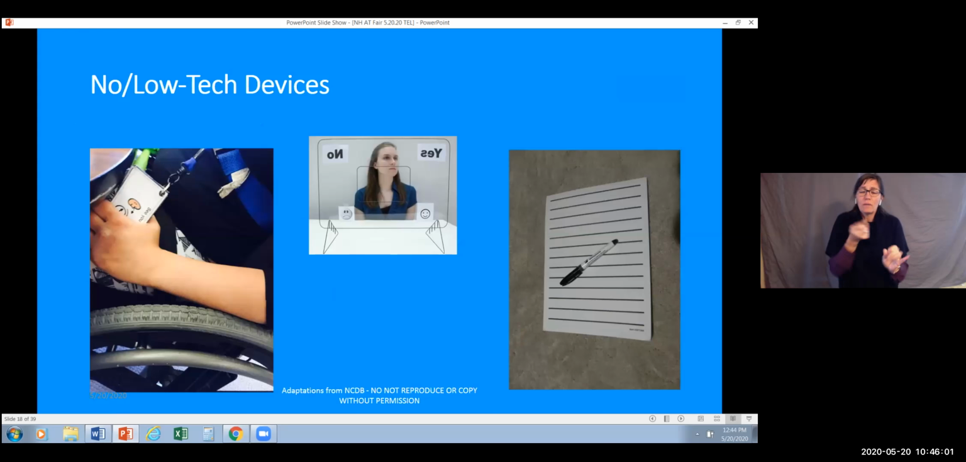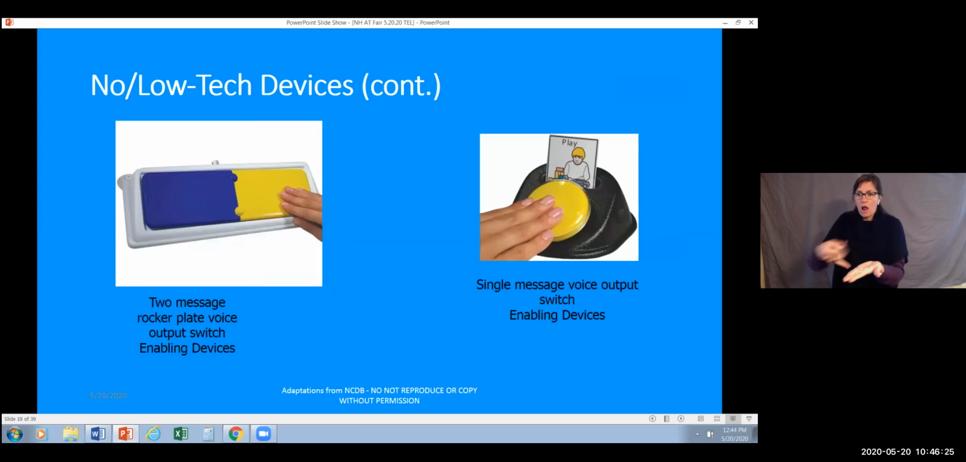These are just examples of what we call low-tech devices. It could be a simple card on a lanyard to help the child communicate. It could be a visual scanning board, so the individual looks to the left or to the right to indicate yes or no. And it could also be raised lines on paper, so it gives tactile feedback to the student as they're writing.